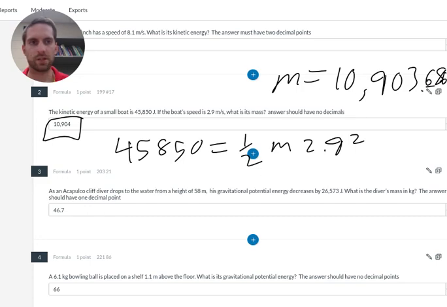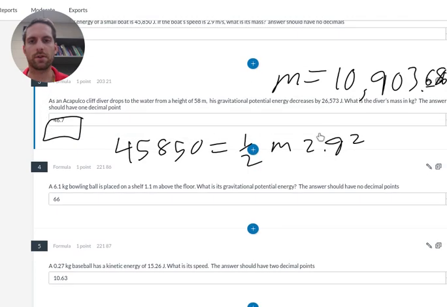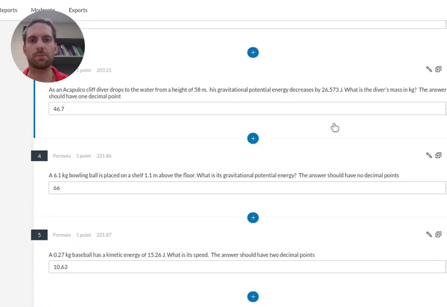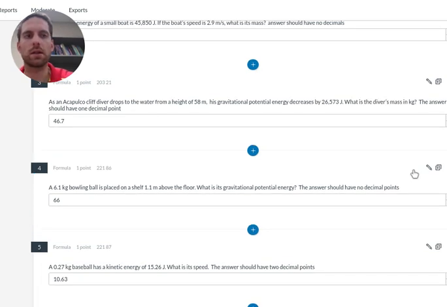So here we have this cliff diver. He drops into the water from a height, and his potential energy is 26,573 joules. We want his mass in kilograms. The answer is in 1 decimal. So MGH equals potential energy.